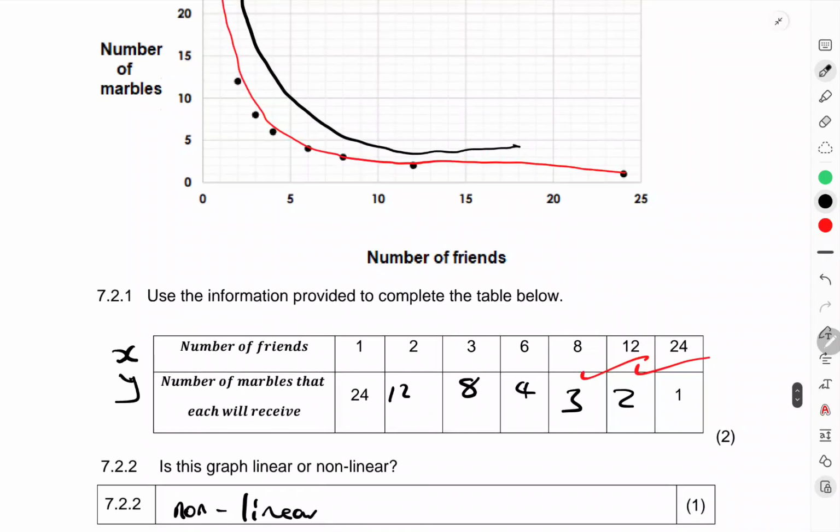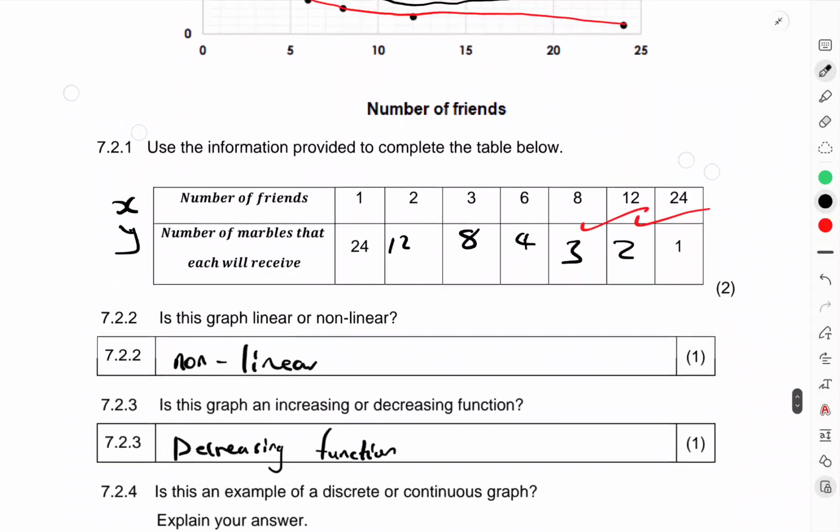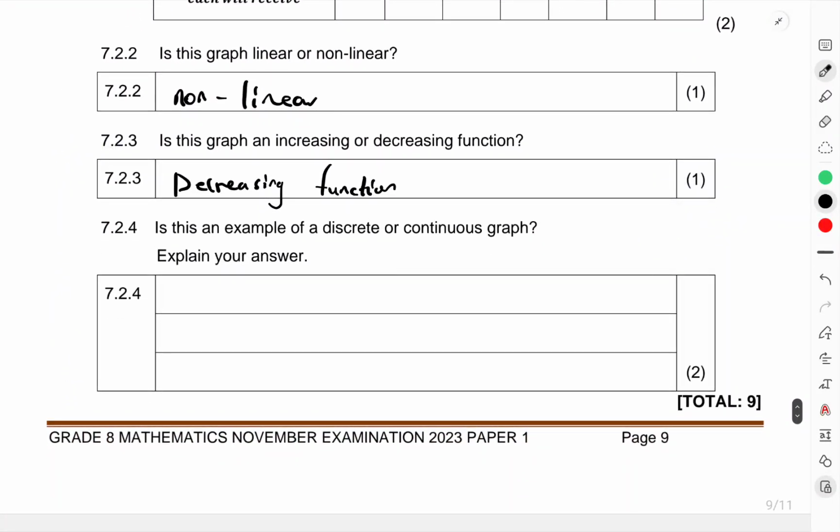Now, when you look at the subheading, it spoke about the number of marbles. How many marbles do you have? If you don't have a marble, you're going to say 0. If you have 5 marbles, you're going to say 5 marbles. So the number of marbles cannot be a fraction. Therefore, this particular graph has to be a discrete graph. I'm going to write discrete.